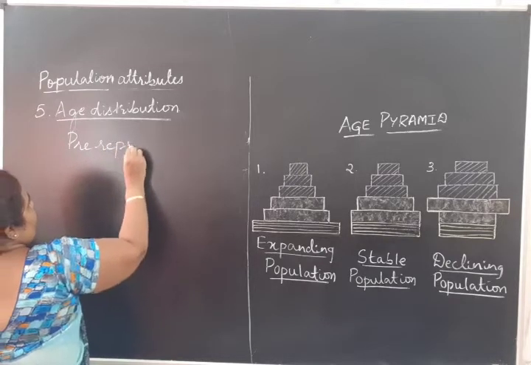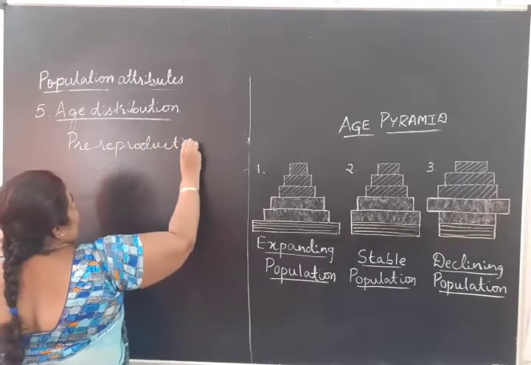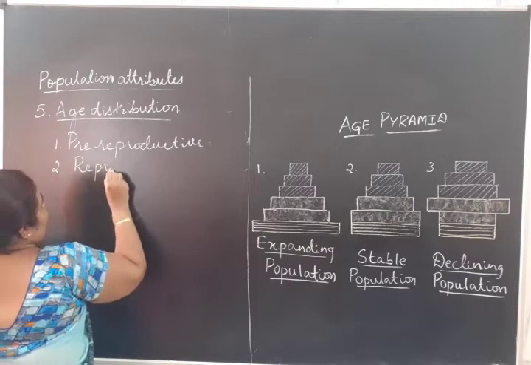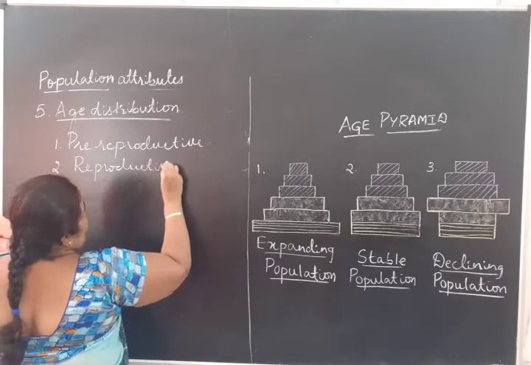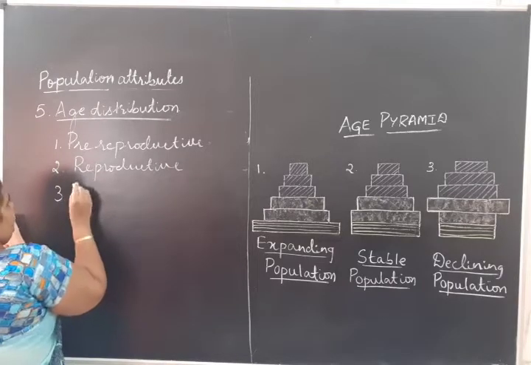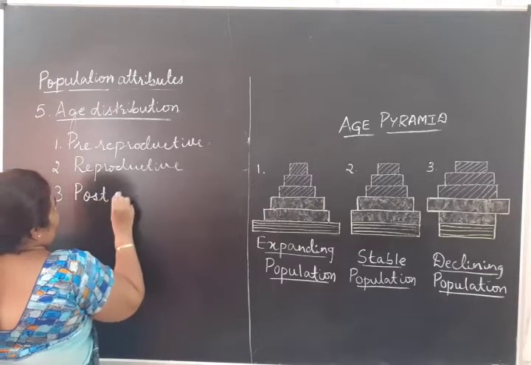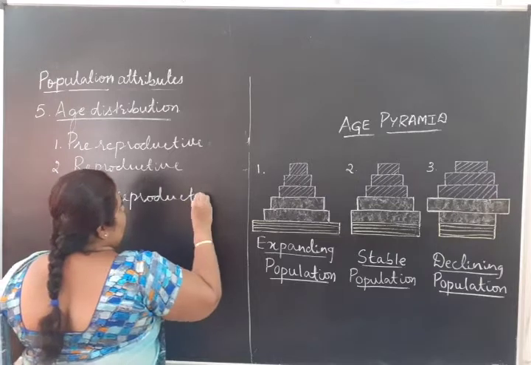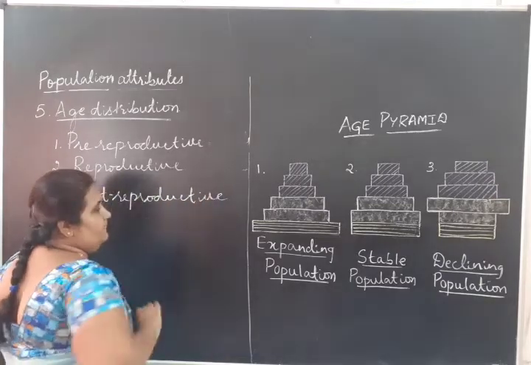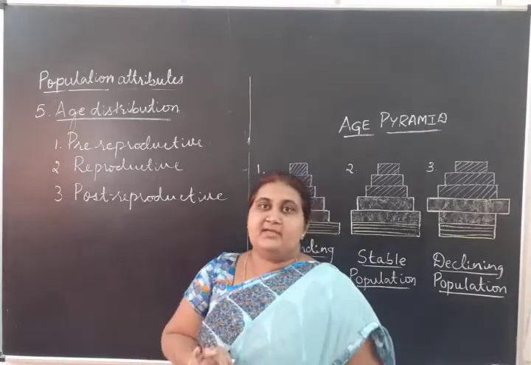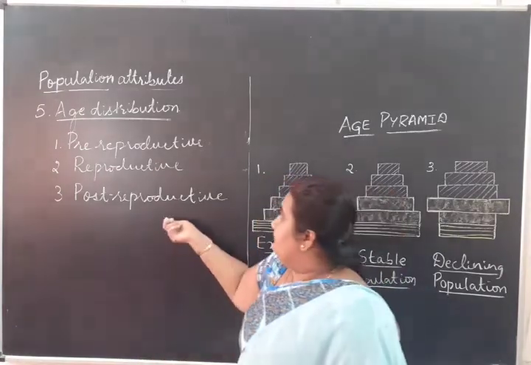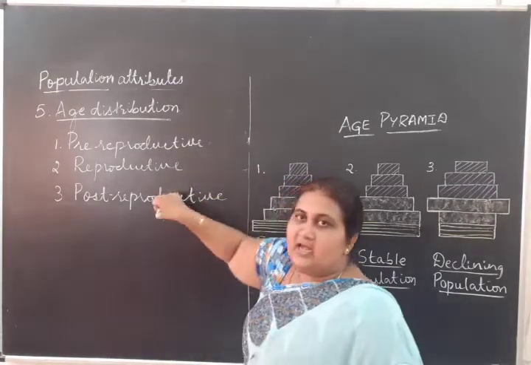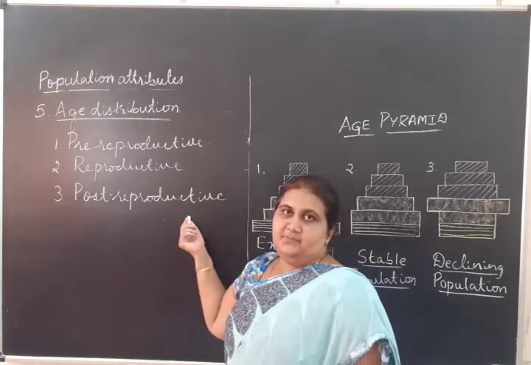Pre-reproductive, reproductive age group and post-reproductive age group. Individuals might be of different ages, but in a population we can find three different age groups: pre-reproductive, reproductive and post-reproductive.